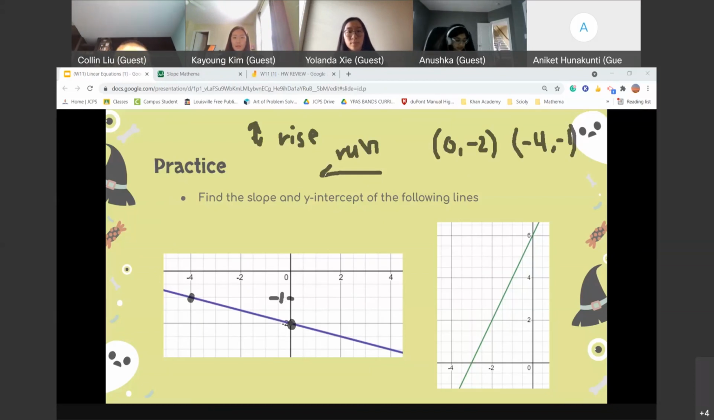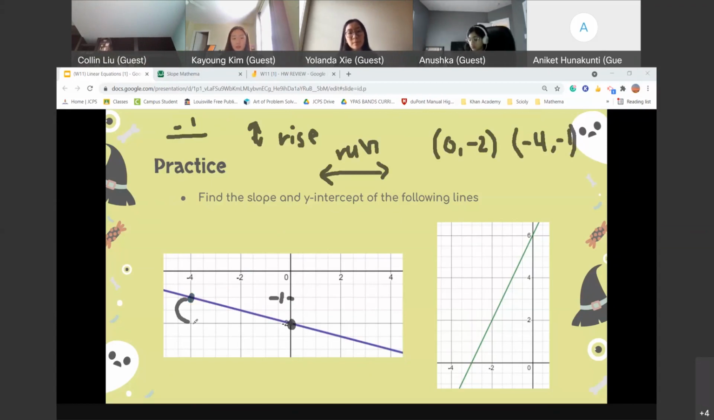Run is left and right. So the rise, the difference in the up and down between these 2 points, is this distance, right? And the distance between the point you mark is the difference in the x and the y coordinate between the one point and the other. So I could do -2 minus -1, that's -1.